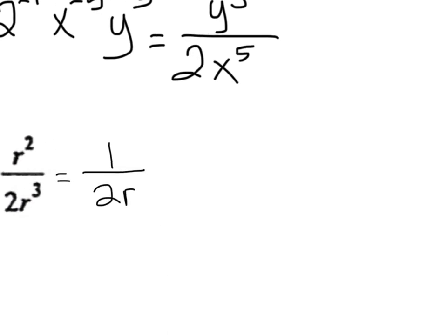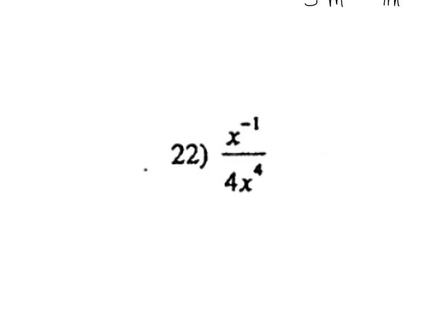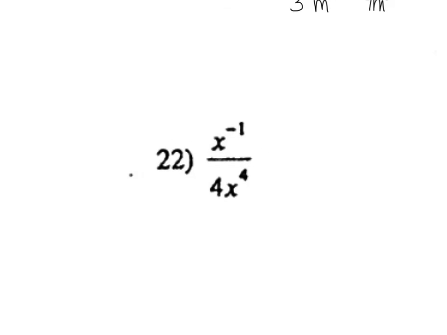Looking at number 22, this one we do have negative exponents, so we need to move them so that x to the -1 needs to go to the bottom as x to the 1, or just x. On the bottom, I already have a 4 and an x to the 4th. Well, there was nothing left on top, so there's my 1.